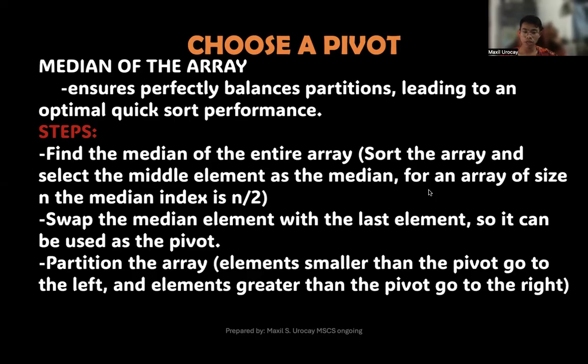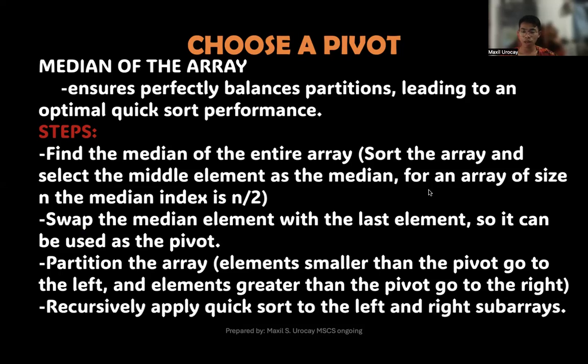Then you have to partition the array. Elements smaller than the pivot go to the left, and elements greater than the pivot go to the right. So this is really a lot of work to do. Recursively apply quick sort to the left and right subarrays.